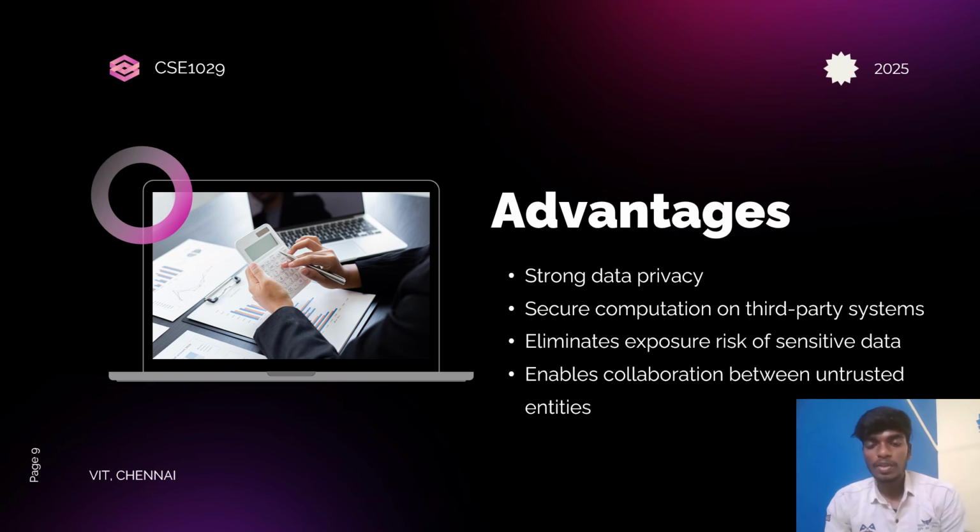Fourth, it enables collaboration between untrusted entities. When you have two users, you may not be aware of any unauthorized access, and attackers may try to exploit your messages. Homomorphic encryption could reduce that probability, and thereby it enables collaboration between untrusted entities.